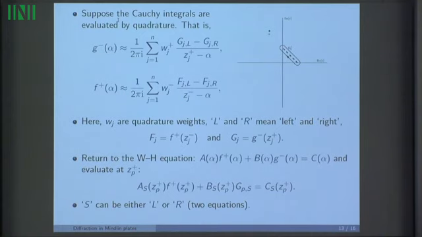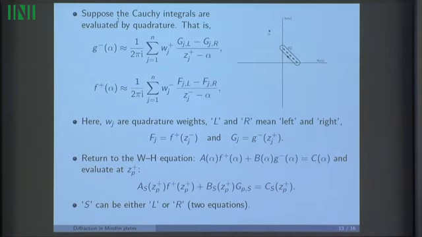Go back to the Wiener-Hopf equation and now just evaluate it at one of the nodes. So evaluate it at one of the quadrature nodes at that point. S here could be either left or right, because I can evaluate the Wiener-Hopf equation on either side. So I get A_S, F plus, B_S. But when I evaluate G at one of these nodes, I've got a formula for that. It's just big G, one of these constant coefficients. So that term simplifies. And at this point, this is exact. I've not introduced an approximation yet.